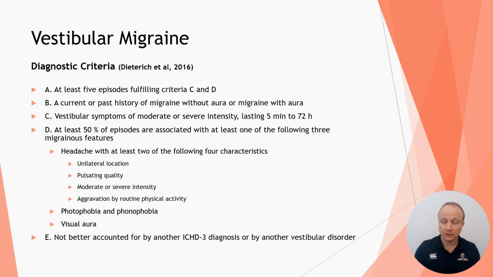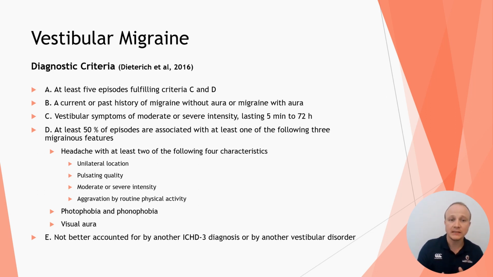So this is the diagnostic criteria. It's at least 5 episodes which fulfill B or C. Essentially we need a past history of migraines with or without aura. We need vestibular symptoms of moderate to severe intensity lasting, which is important, 5 minutes to 72 hours. So it's not seconds like the crystals. This is 5 minutes to 72 hours.